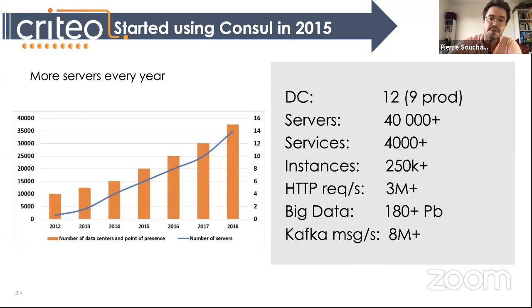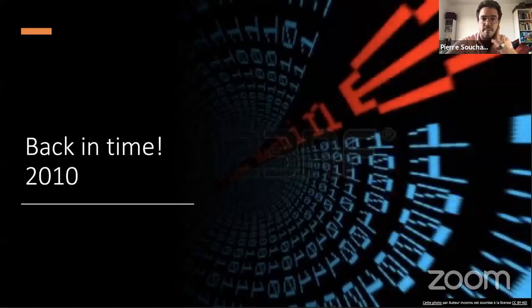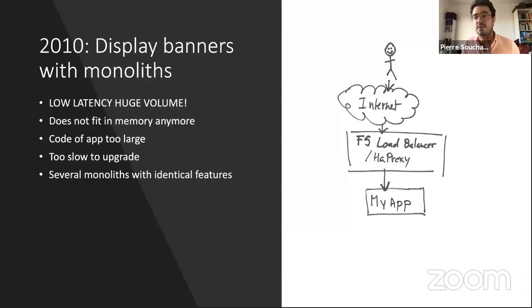So what I propose is I'm going to come back a bit in time, to 2010. At that time, Criteo was displaying banners with monolith applications. At that time, it was already huge. We already had lots of servers. What is critical for Criteo is having a very, very small latency. We are participating in auctions on the internet to know who is going to display an ad. So it's really important to be able to handle a large volume of requests with very small latency.